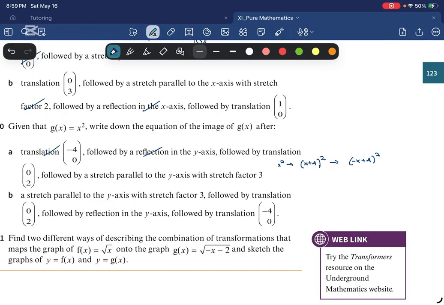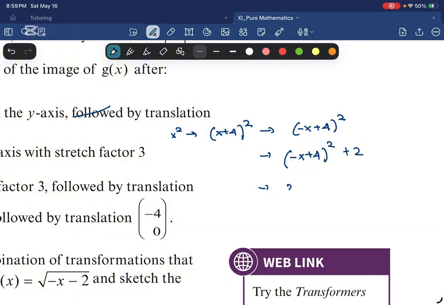Followed by a translation this. So that means minus x plus 4 squared plus 2, the entire expression plus 2, because you're adding to the y coordinate, adding to the output, followed by a stretch parallel to the y-axis with a stretch factor of 3. So that means you just want to multiply everything by 3.